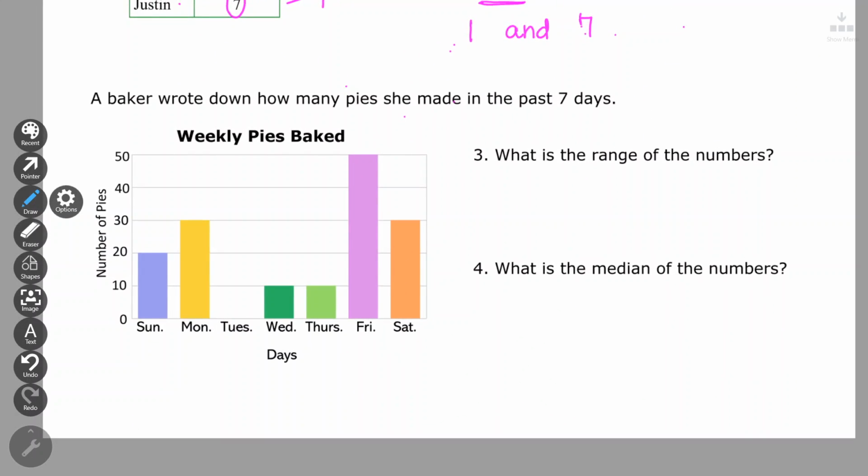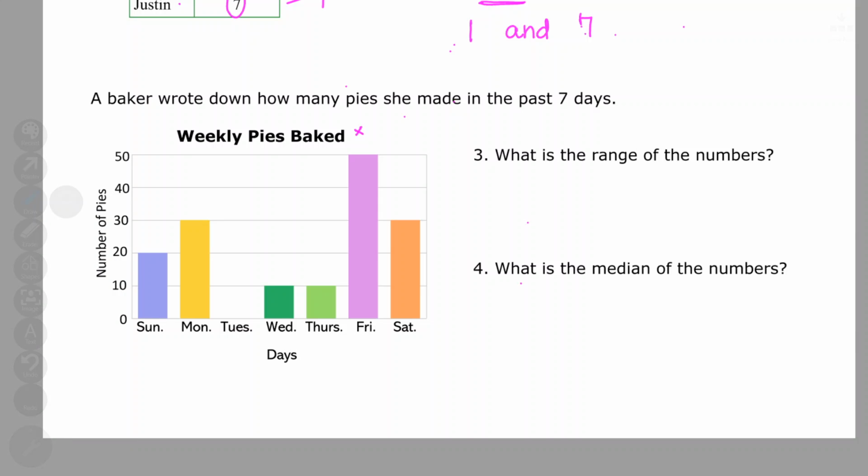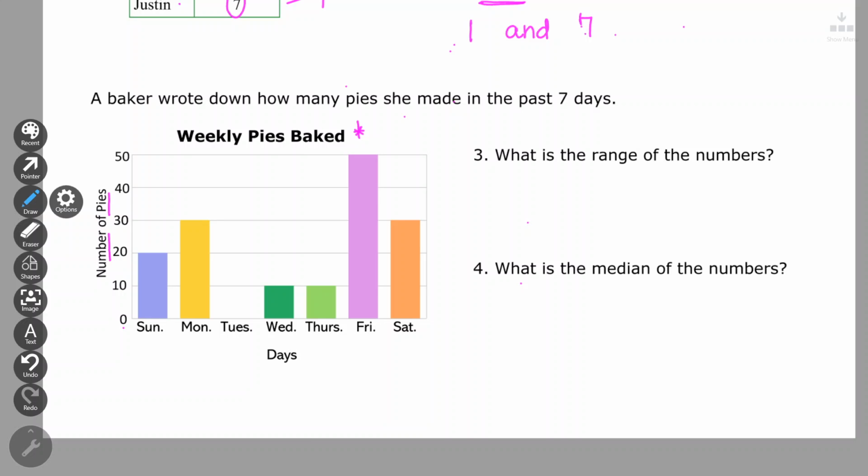A baker wrote down how many pies she made in the past 7 days. Now, let's look at this chart. This is a bar graph, so we're going to say, what is the name of the graph? The name is up here, the weekly pies baked. Now, we're going to look over at the scale on the left-hand side. Here are the number of pies that were baked, 0 through 50. That would be our scale. Now, along the bottom, it tells us what days the pies were baked.